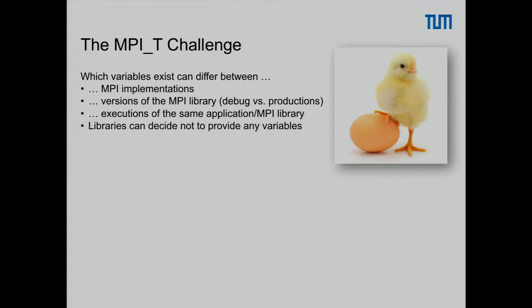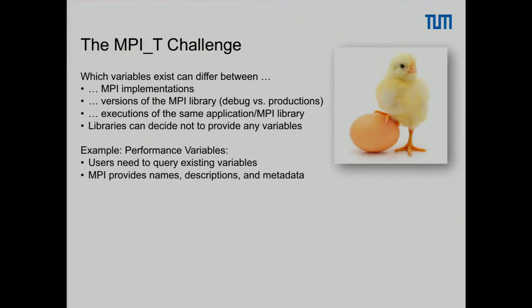But that's exactly the question. You have this chicken and egg problem. You need experience to know what you want, but on the other hand you need the implementers to provide it and guess what people will want to use. So how do you do this? The performance variables are one thing: we query them, and we get names, descriptions, and metadata. But is it the right thing?